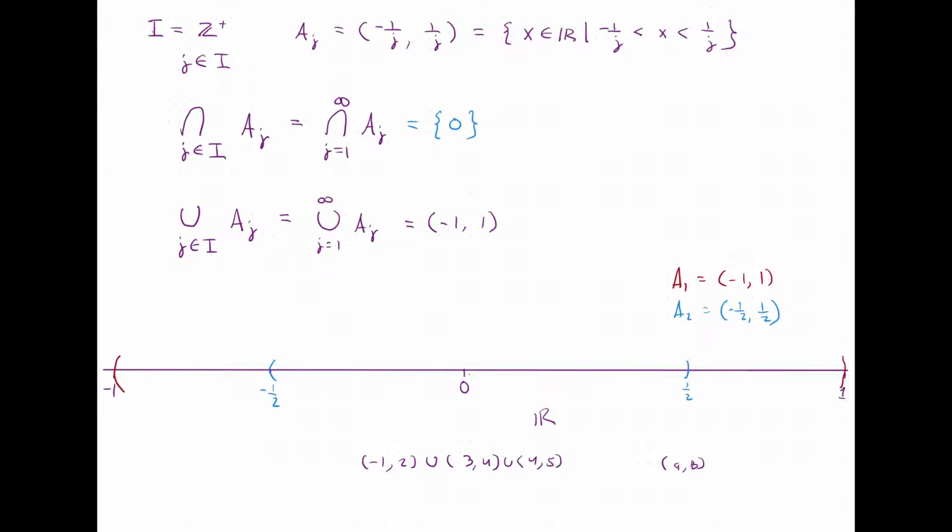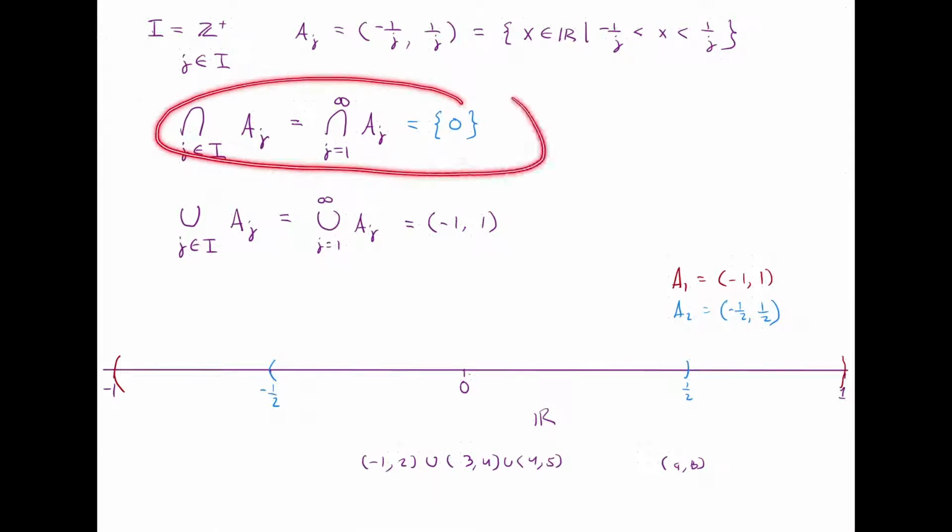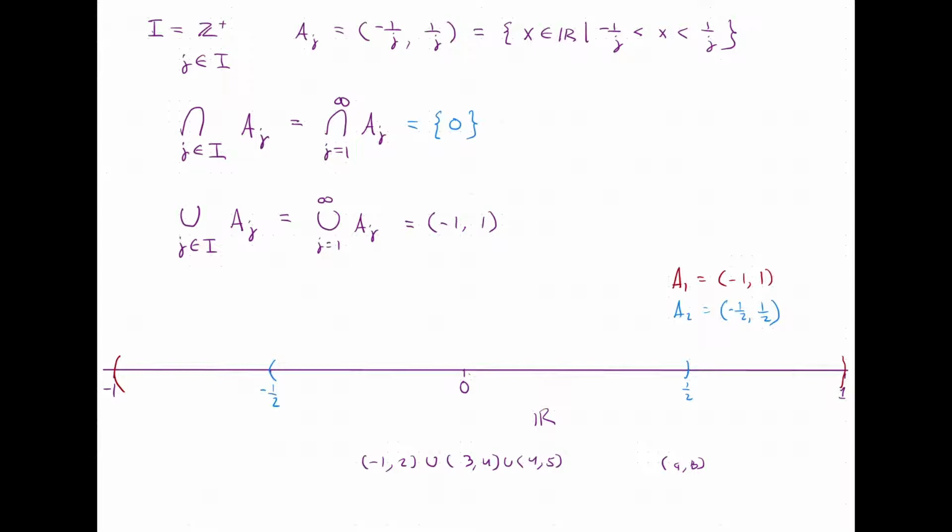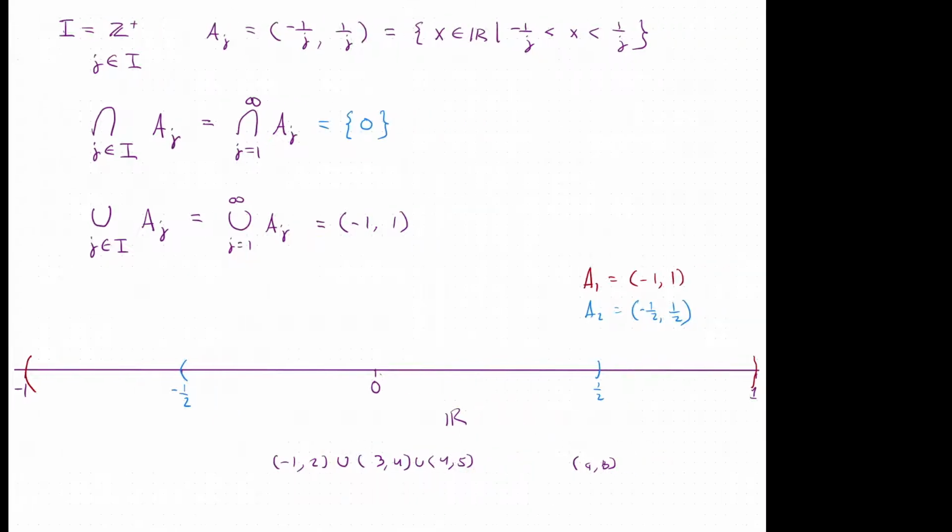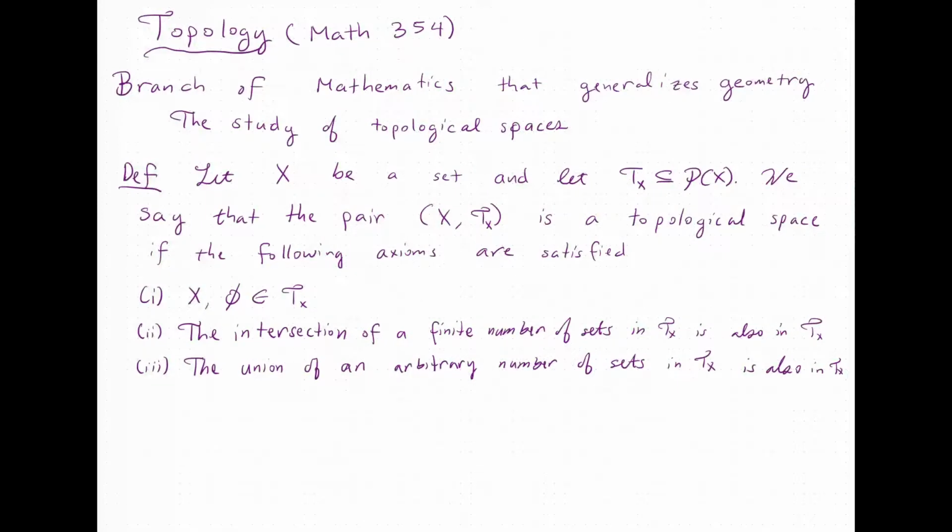But now, when we look at the intersection, we have to be careful, because if you take an arbitrary intersection, so here we have an intersection of infinitely many sets, we get back {0}, which does not coincide with our notion of what it means to be open in the real line. It cannot be written as an open interval or a union of open intervals. And so this led mathematicians to define what is known as a topological space.